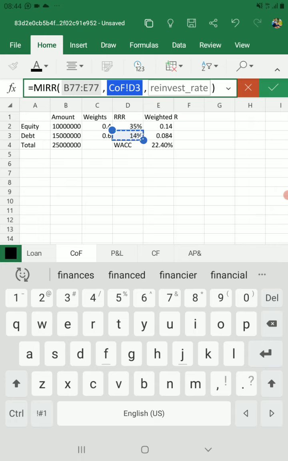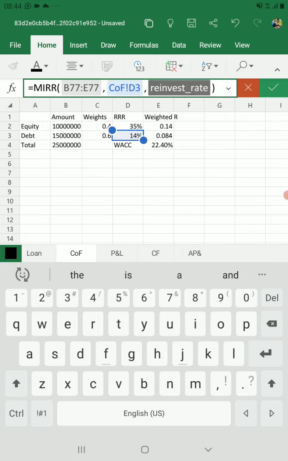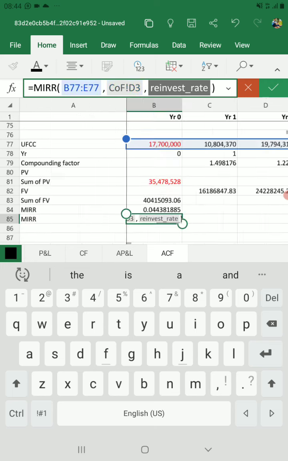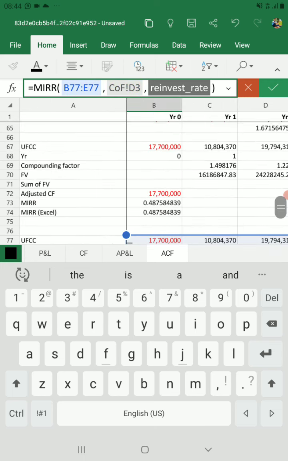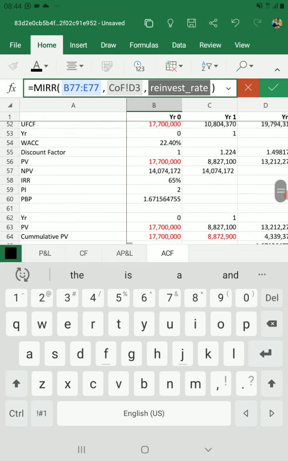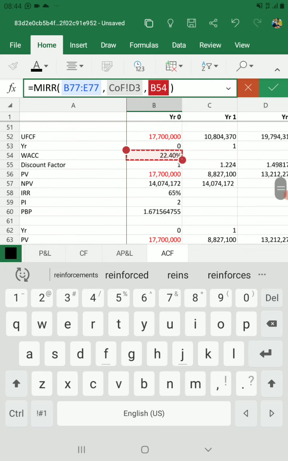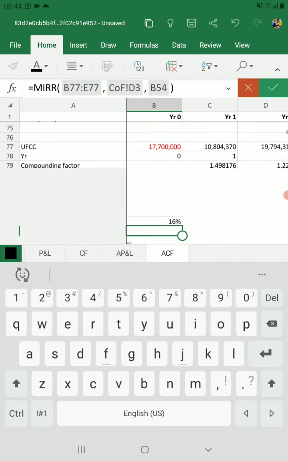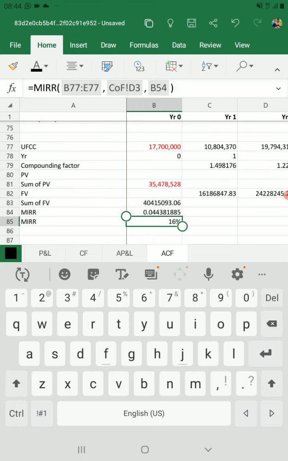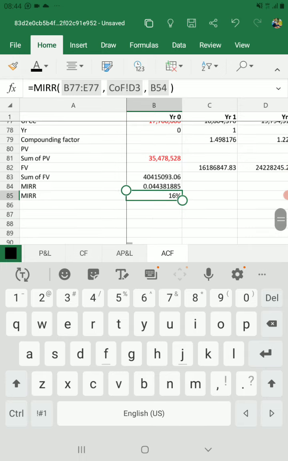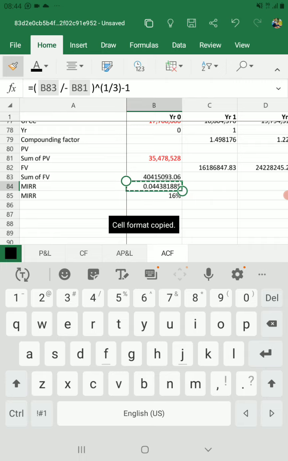And after that, click on the formula bar in the investment rate area, and then put the cost of capital, which we get from our annual cash flow sheet here. And the cost of capital is our weighted average cost of capital, which is this one here. Then press enter. Let's use the same format here.